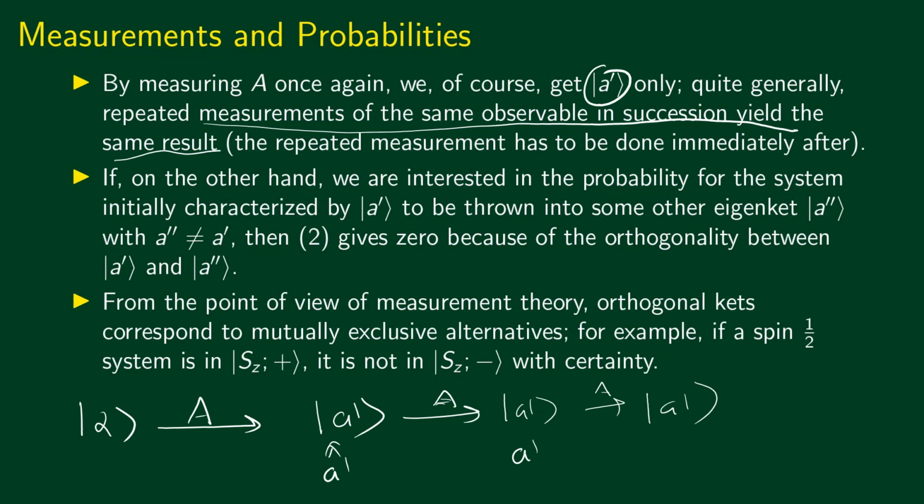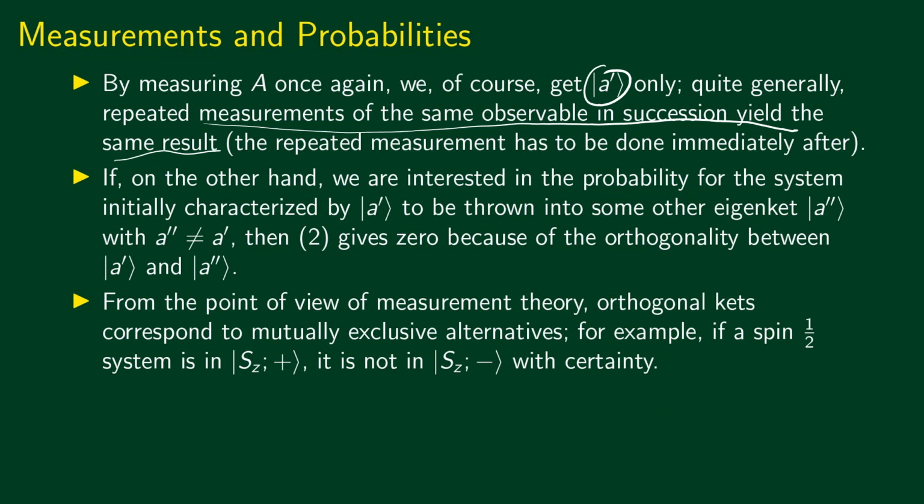So if I repeat the measurement of A on this state, I'm sure to get the same value. The value won't change. But the only condition is that you have to repeat the measurements in quick succession. You shouldn't wait for a long time. The repeated measurement has to be done immediately after.